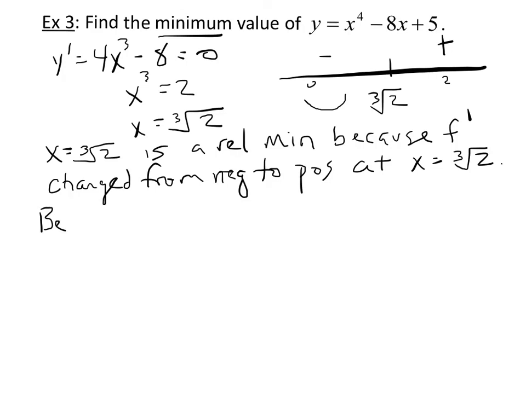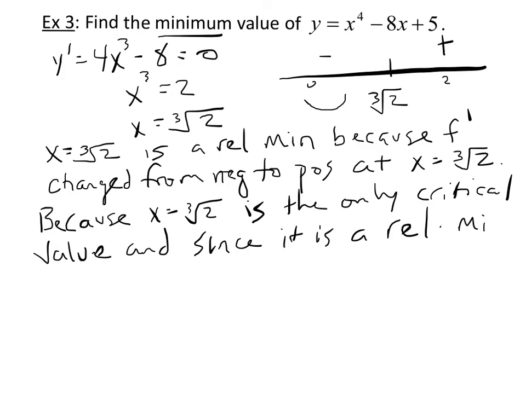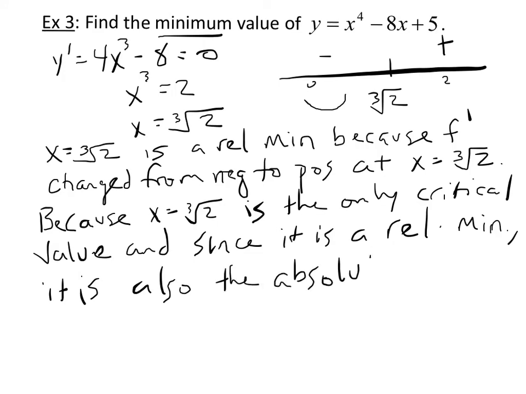Now I can invoke the lonely critical value theorem. Because x equals cube root of 2 is the only critical value, and since it is a relative minimum, it is also the absolute minimum.